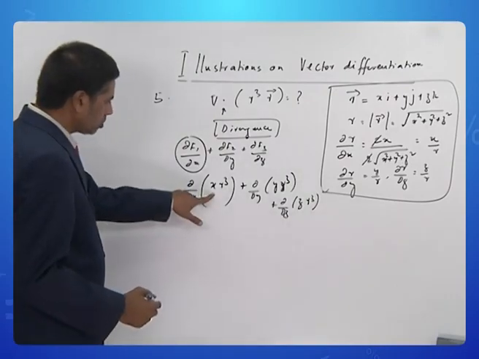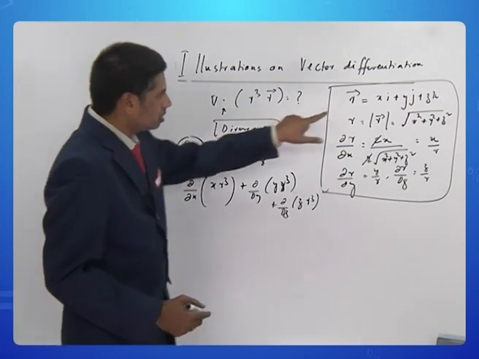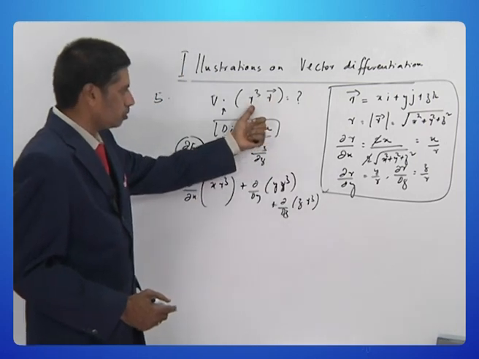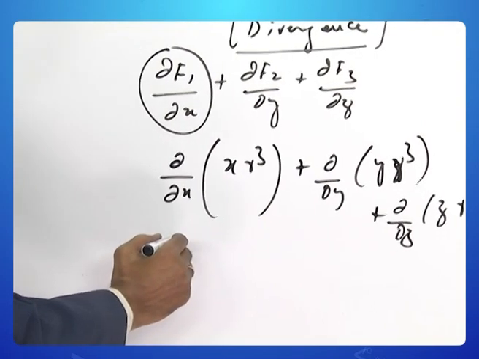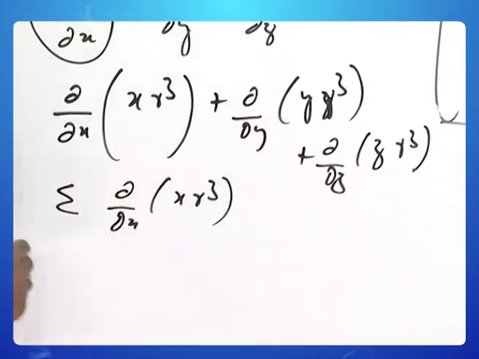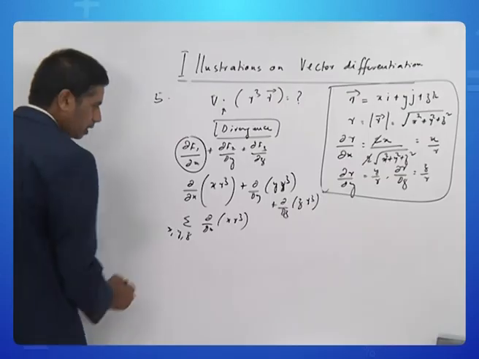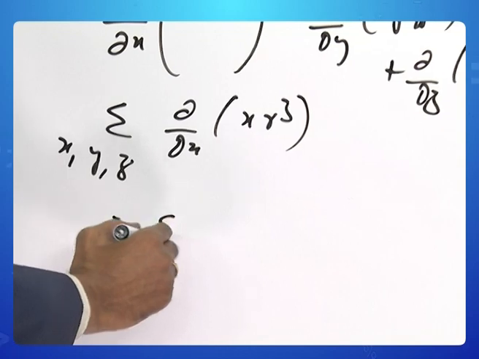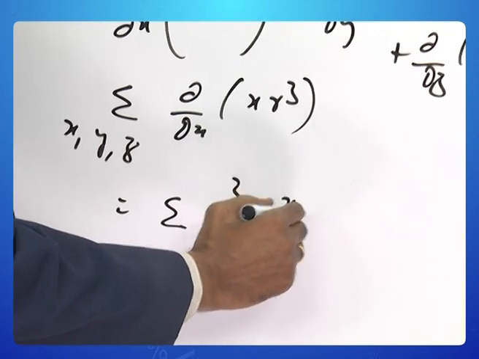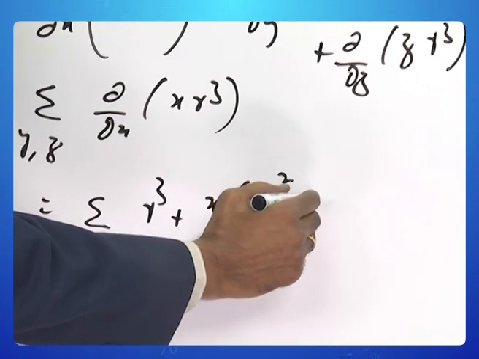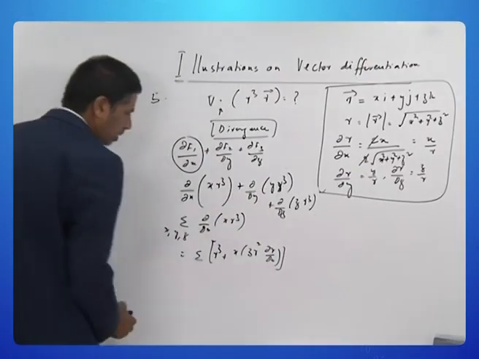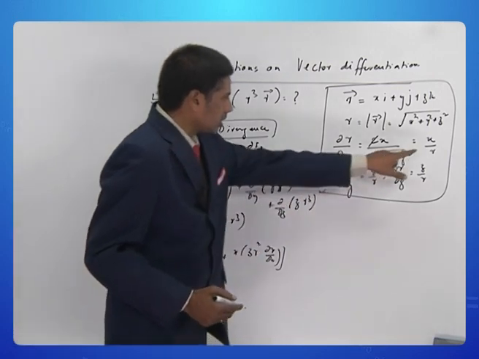Now this is x r cube because we have to pick up the f1 component, that is pick up the i component from here, multiplied by r cube. So that's how you get x r cube. So let us write summation dou by dou x of x r cube on the three symbols x, y, z. So this is nothing but summation. Apply the UV rule, you will get r cube plus x into 3r square dou r by dou x. But remember, dou r by dou x is x by r.